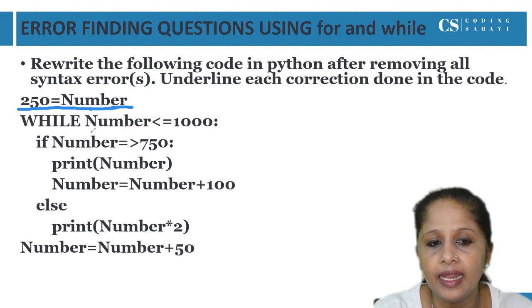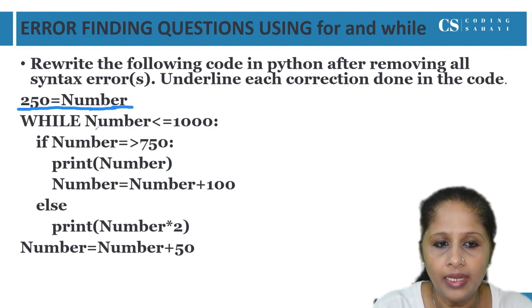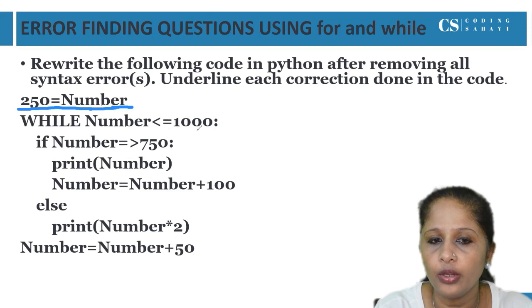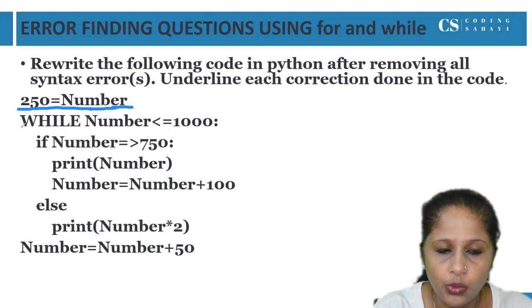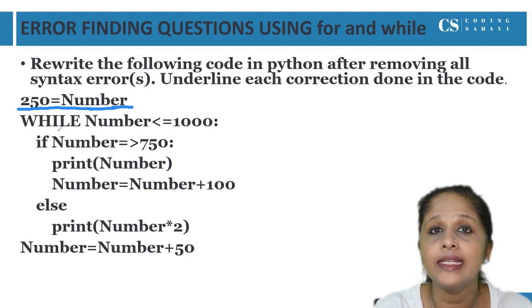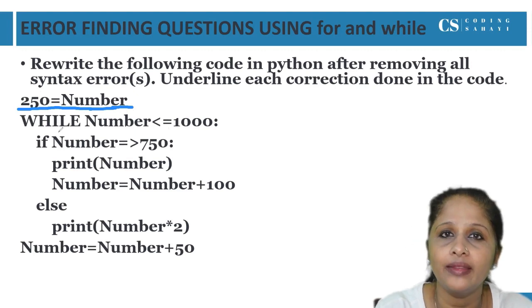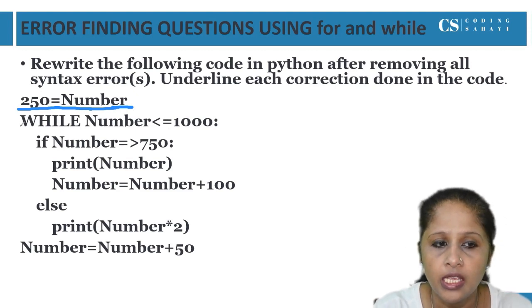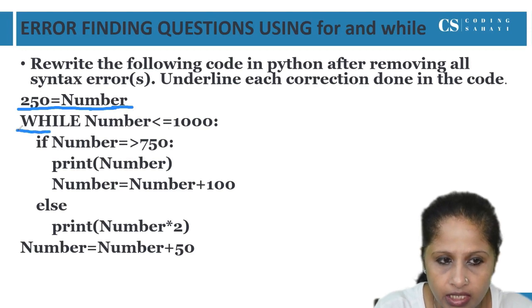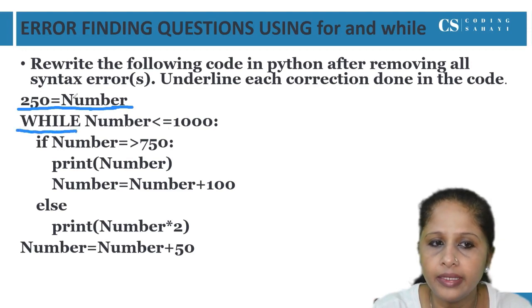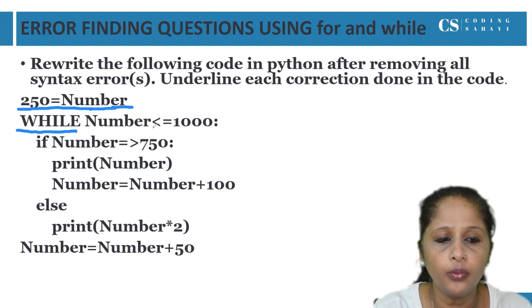Then in the second line, is there any error? While number less than or equal to 1000. Okay, so here while it is in capital letter, Python is a case sensitive language. So this is an error. So this should be changed. So here actually number it is given as a variable, here also it is given, so no problem, less than or equal to 1000, colon, no problem.